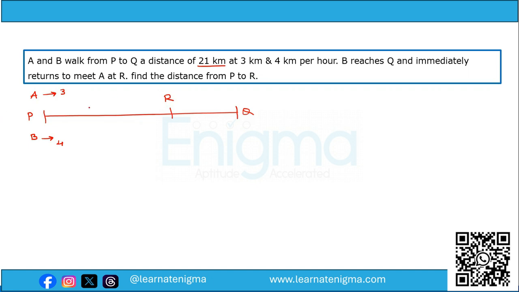So let's assume the distance P to R as X kilometers. Now the total distance from P to Q is 21 kilometers. So therefore, RQ will be 21 minus X. Now we can see that they have started together and they're meeting at point R. That means time will be equal for A and B.